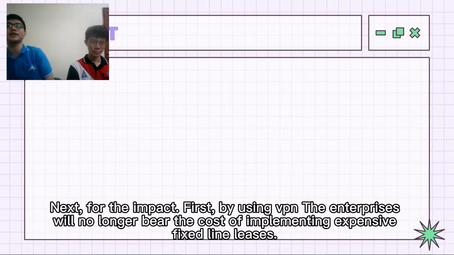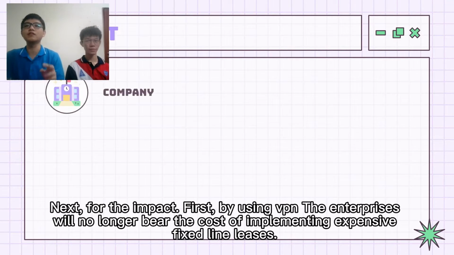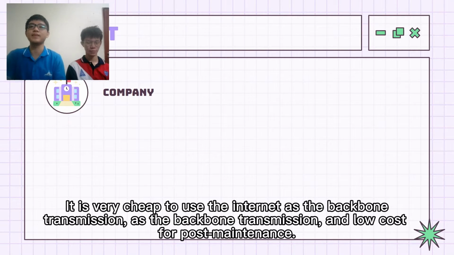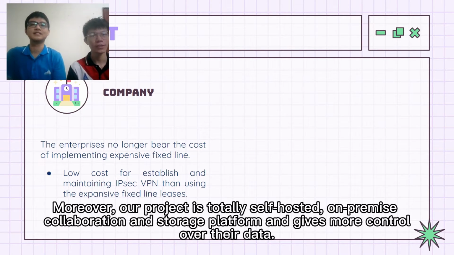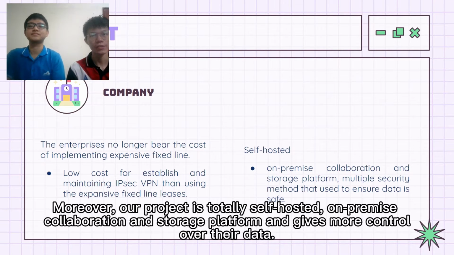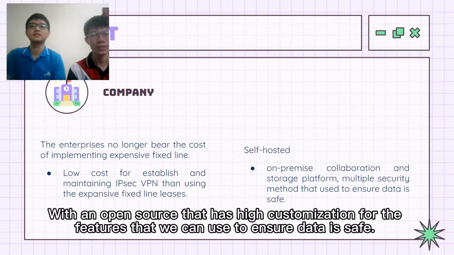Next, for the impact, by using a VPN, the enterprise will no longer bear the cost of expensive leased lines. It is very cheap to use the internet as backbone transmission, with low cost for post-maintenance. Moreover, our project is totally self-hosted, permits a collaboration and storage platform, and gives more control over their data. Being open source, it is highly customizable for features, and we can use it to secure the data itself.